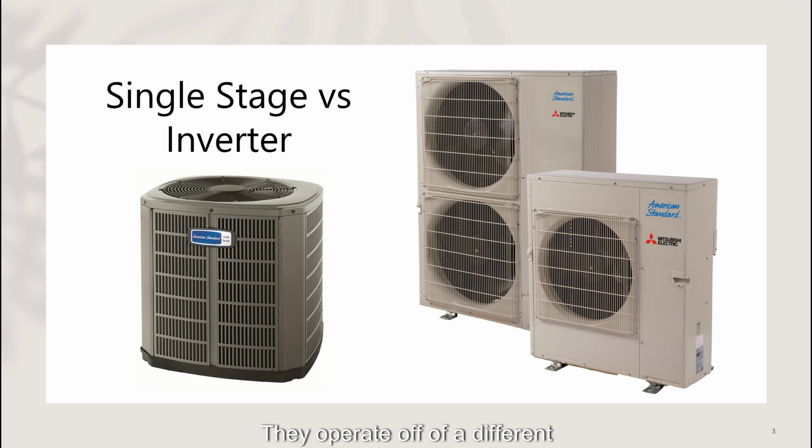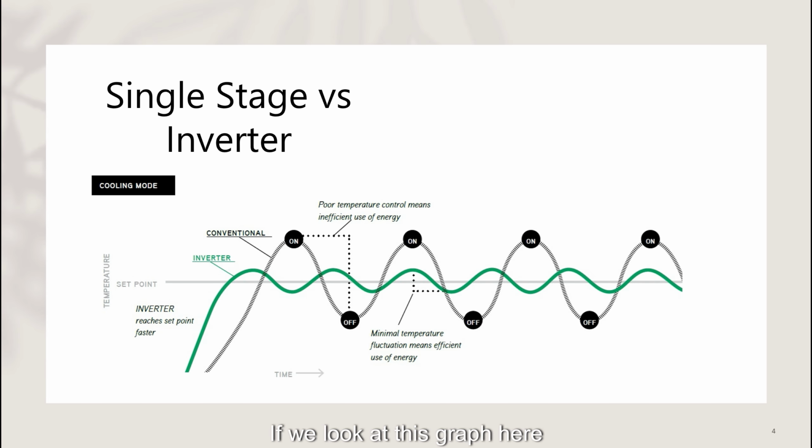They operate off of a different principle completely, all right, and we're using inverter technology. So what is inverter technology, right? I mean, we have different shapes entirely between the two units, but let's go ahead and let's discuss inverter. Well, if we look at this graph here, we'll see that in cooling mode, a traditional air conditioning system was going to follow this black, we'll just say slash line.